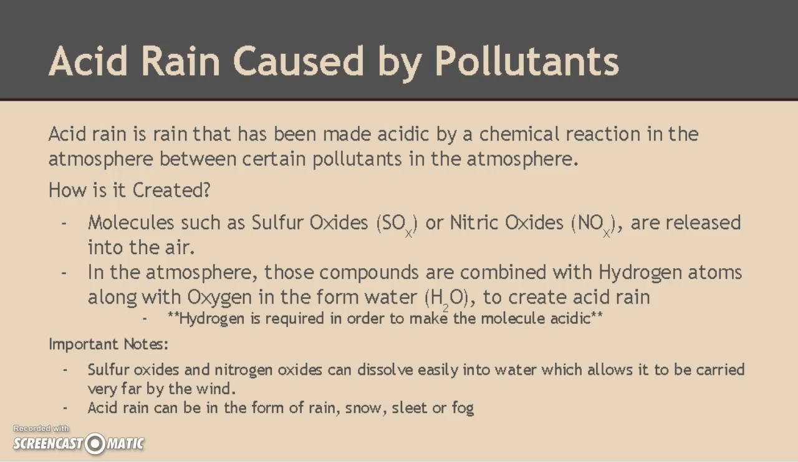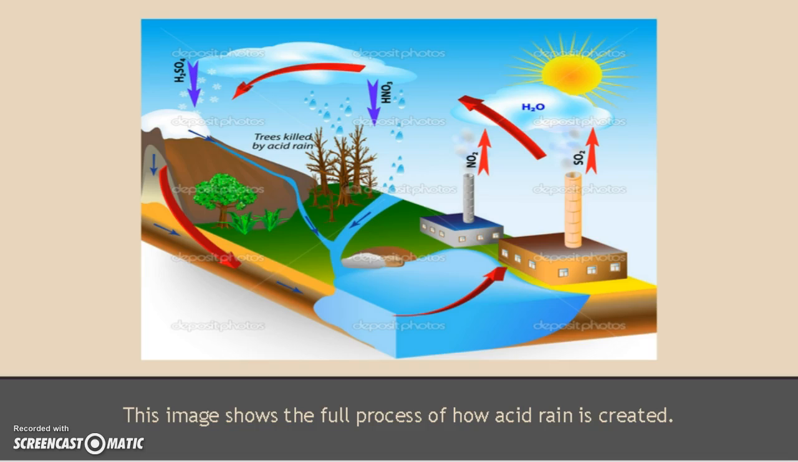level ozone. Pollutants in the atmosphere can also create acid rain, and acid rain is rain that becomes acidic by the chemical reaction in the atmosphere between these certain pollutants. To be more specific, molecules such as sulfur oxides and nitric oxides are released in the air through the primary sources. Then, in the atmosphere, these compounds combine with hydrogen atoms along with oxygen, which is in the form of water, to create the acid rain. And it's very important to understand that hydrogen is absolutely necessary in order to make acid rain. This diagram shows how acid rain is created.